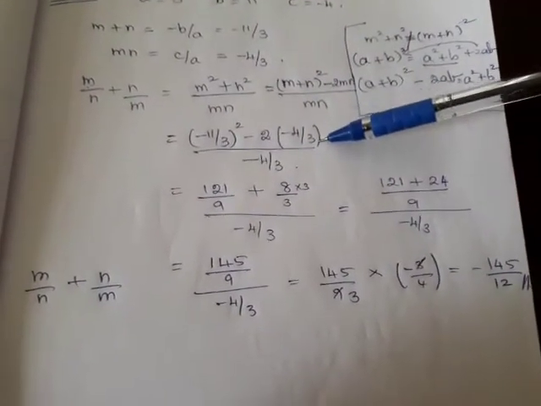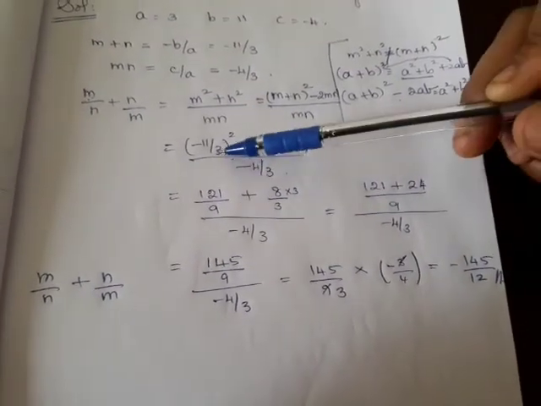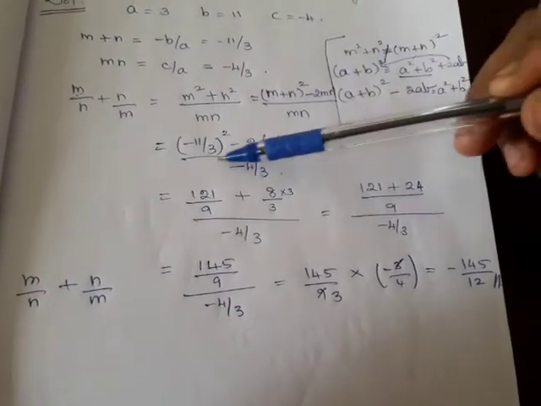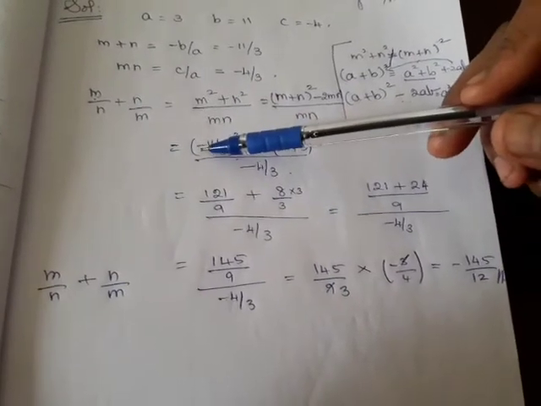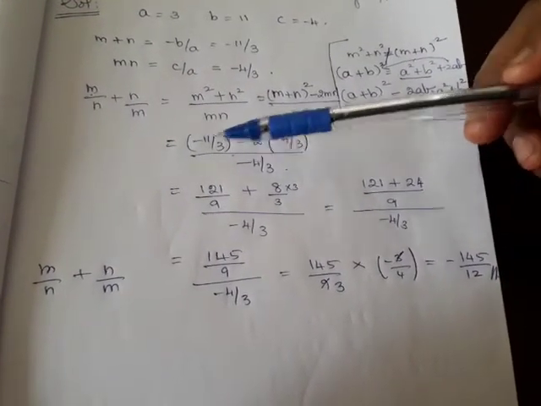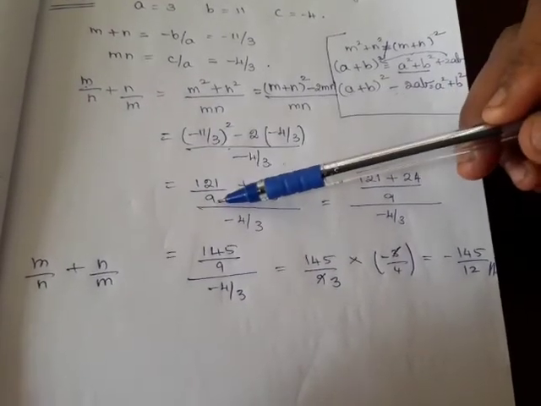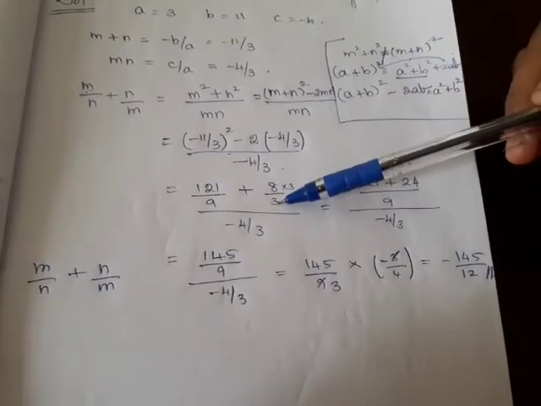So what we did here, we substituted the values for m plus n and mn. M plus n is minus 11 by 3 the whole square minus 2 into minus 4 by 3 divided by minus 4 by 3. Now solve it. Minus into minus, when you square it, it will become plus. 11 square is 121 divided by 3 square is 9. Then minus into minus, it will become plus. 2 fours are 8 by 3.